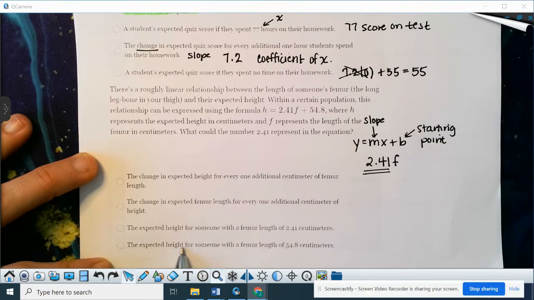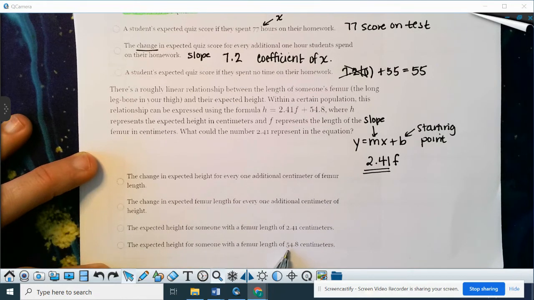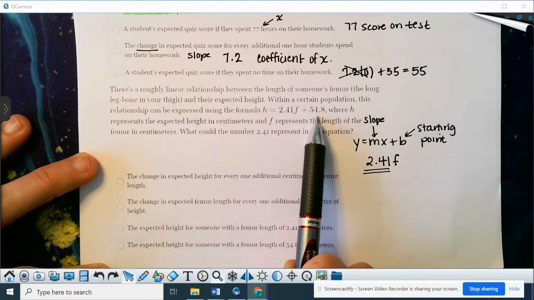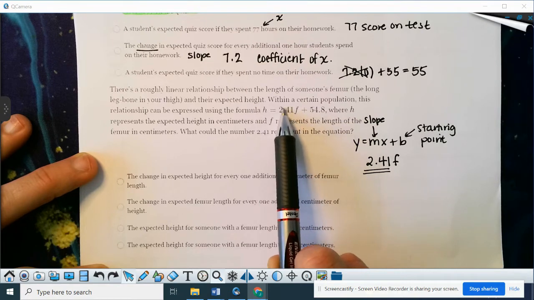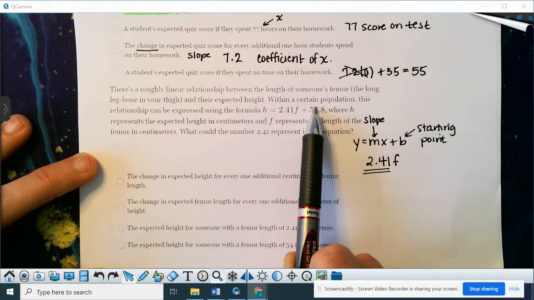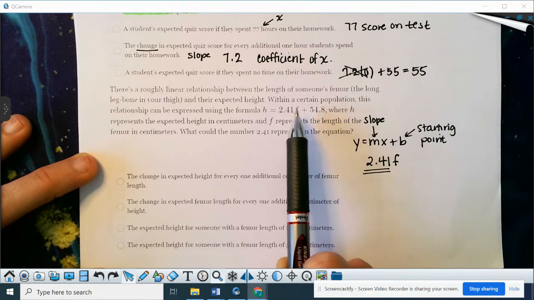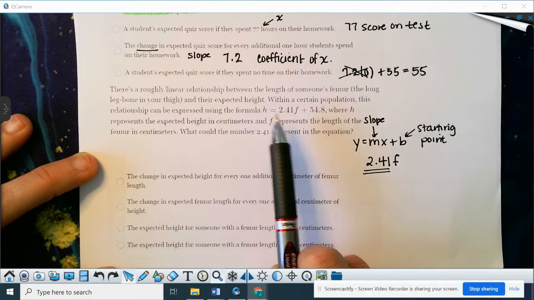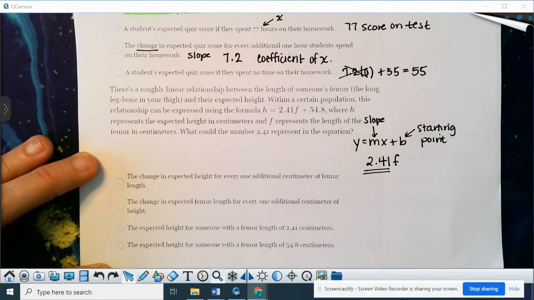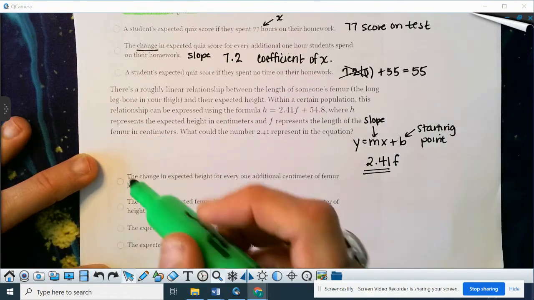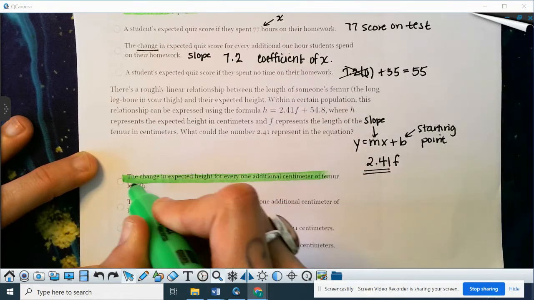The expected height of someone with a femur length of 54.8 centimeters. So this is going to be the height in general. That's where we start. And then it's going to add 2.41 per femur. So this is actually still height. It's height, output, height. The only thing that deals with femur is your F. So it is going to be the change in expected height for every 1 additional centimeter of femur length.